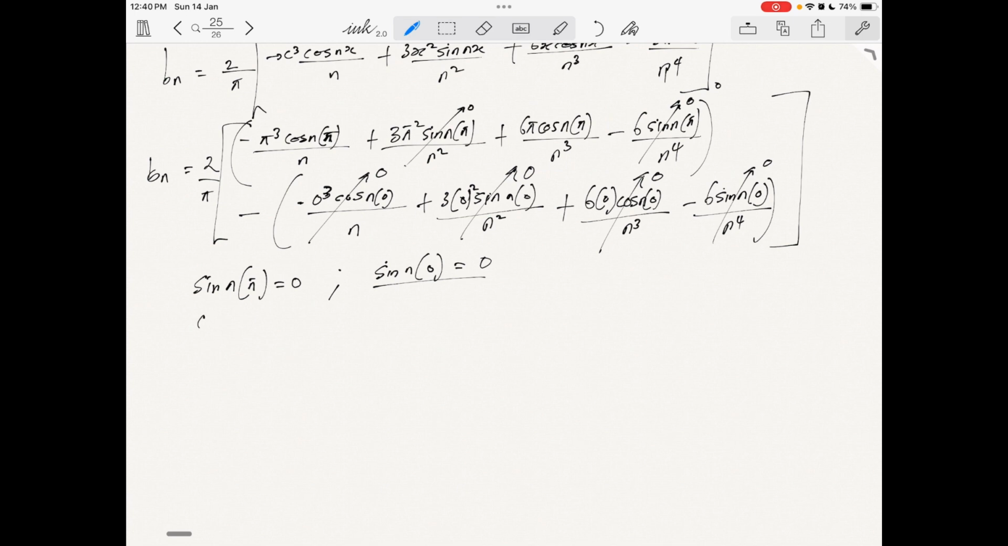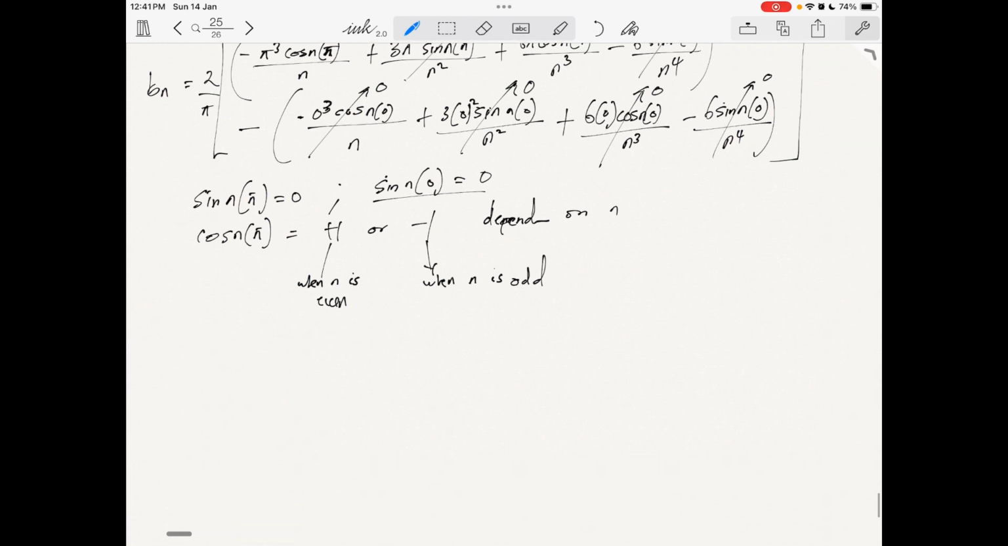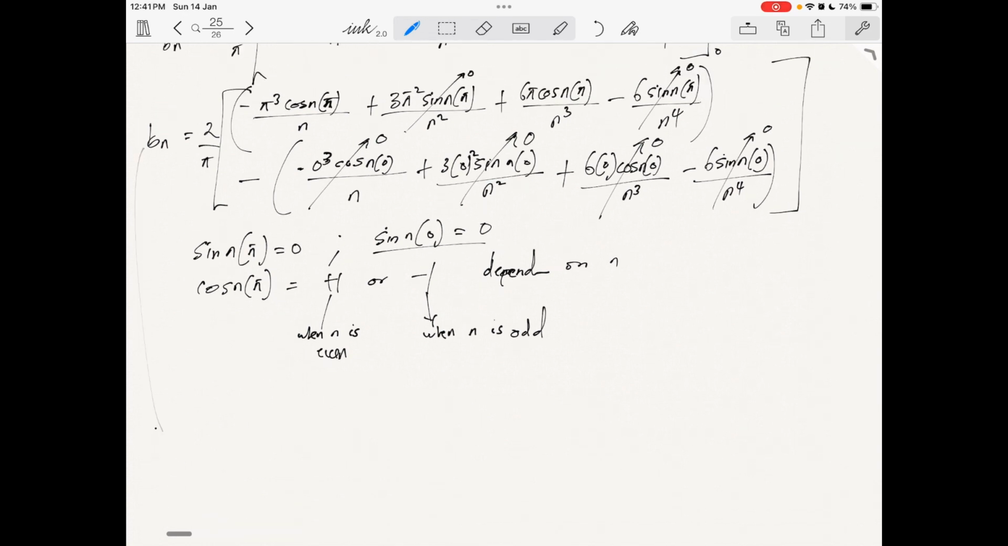So we are left with this, and we are also left with this. And they both contain cos n pi. And we know that cos n pi can either be plus 1 or minus 1, depending on n. It is plus 1 when n is even, and it is minus 1 when n is odd.